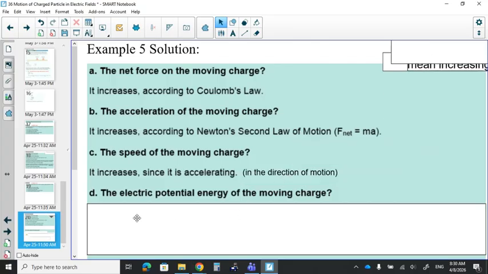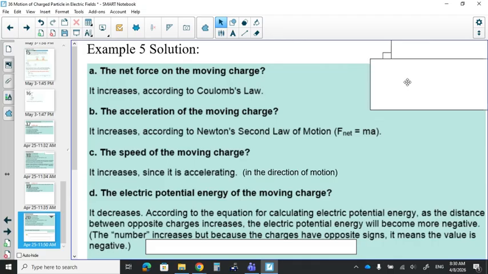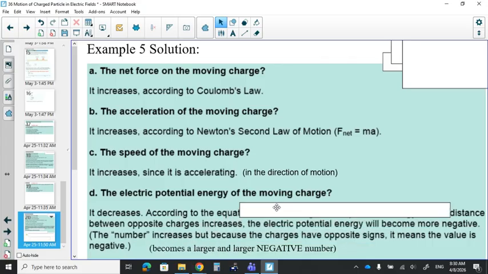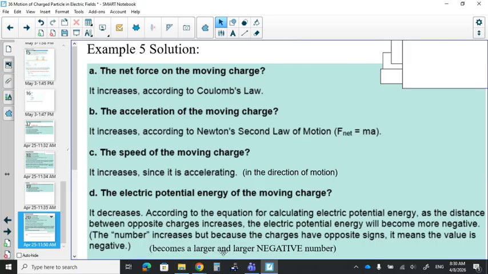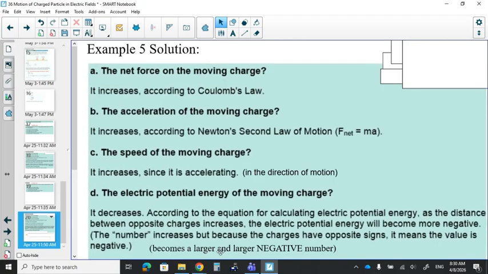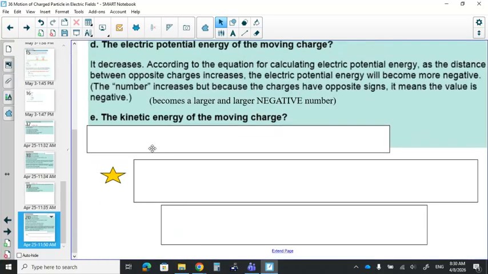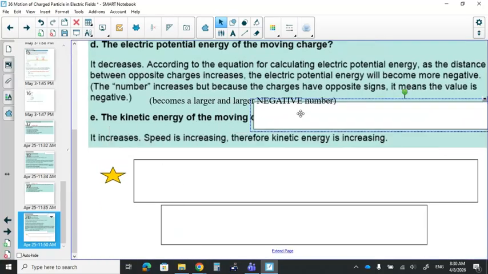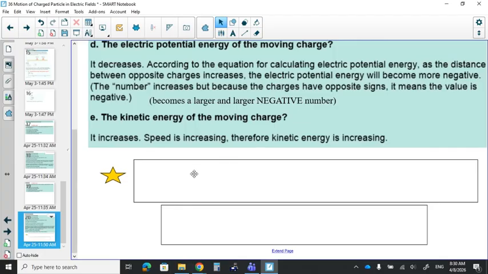And then the electric potential energy of the moving charge. What's happening to that? Well, it's decreasing as well, right? Energy's coming out of that system, going to kinetic, right? So what's happening here, though, is it's becoming a larger and larger negative number. So it's a little weird, right? And the kinetic energy of the moving charge, of course, is increasing as well.